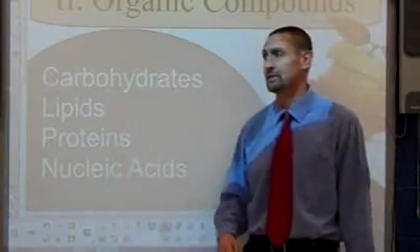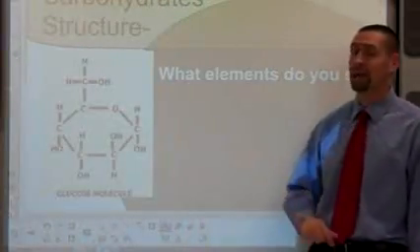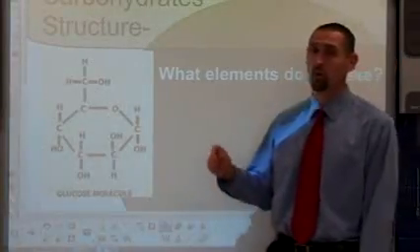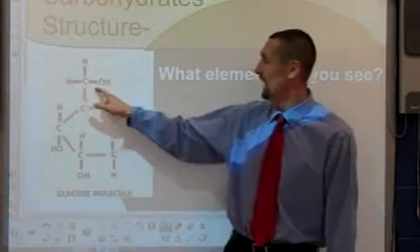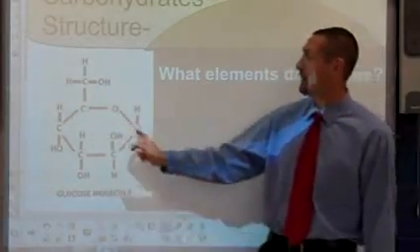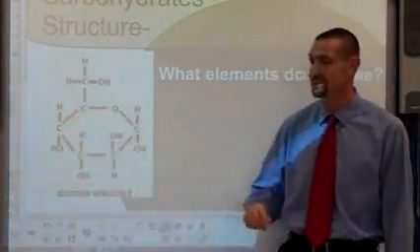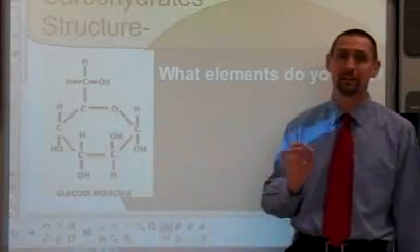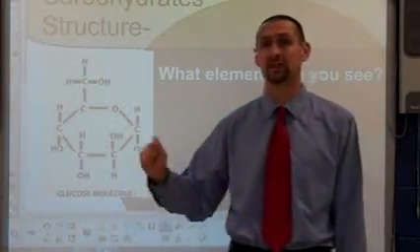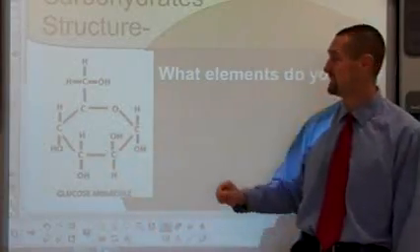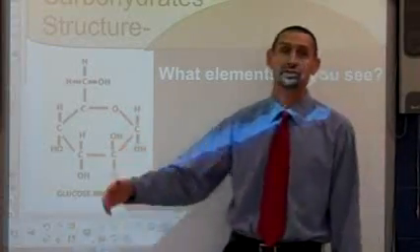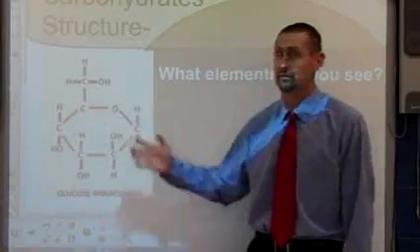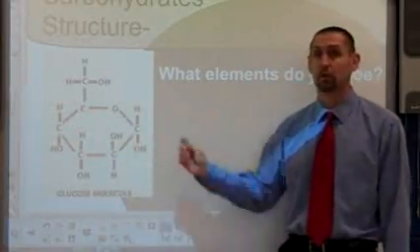So let's take a look at carbohydrates first. What kind of structure does it have? Well, notice that it's made up of carbon, hydrogen, and oxygen. We've got a ring-like structure for the carbons, and there's going to be a particular ratio of carbon to hydrogen to oxygen. In this case, it's a 1 to 2 to 1 ratio for carbohydrates.